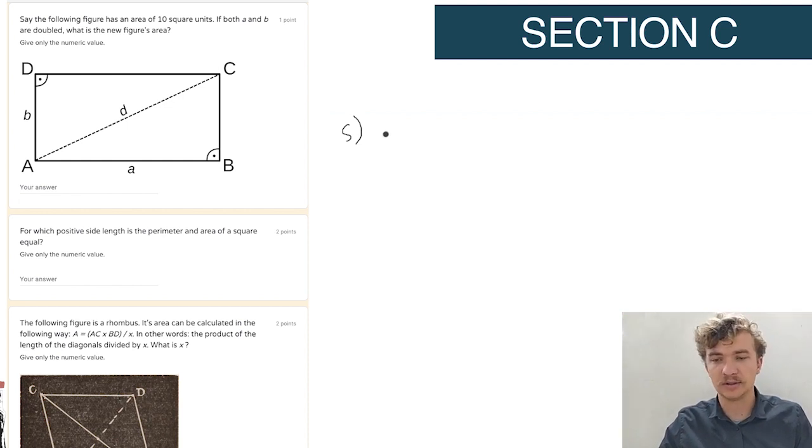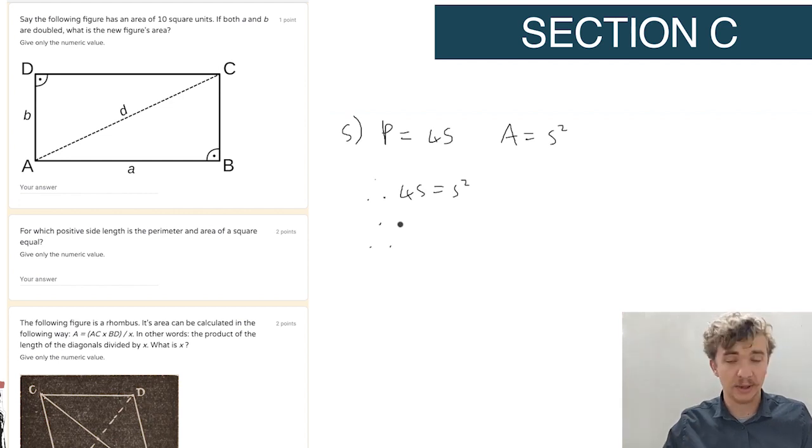So what is the perimeter of a square? The perimeter of a square, let's say P, is equal to 4 times S, where S is the side length, right? And the area of a square is equal to S squared. Now, if the perimeter and area are equal, then we know that 4S should be equal to S squared. Now, this question is basically begging you to be able to use factorization. So then what you do is you say S squared minus 4S is equal to 0.